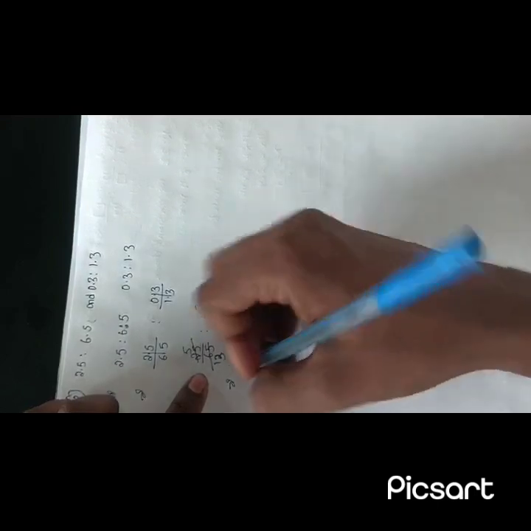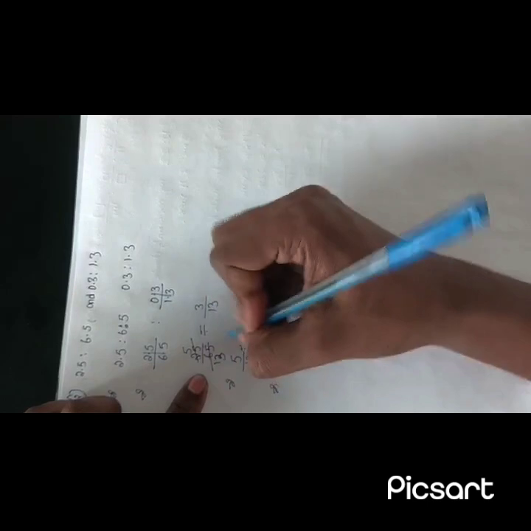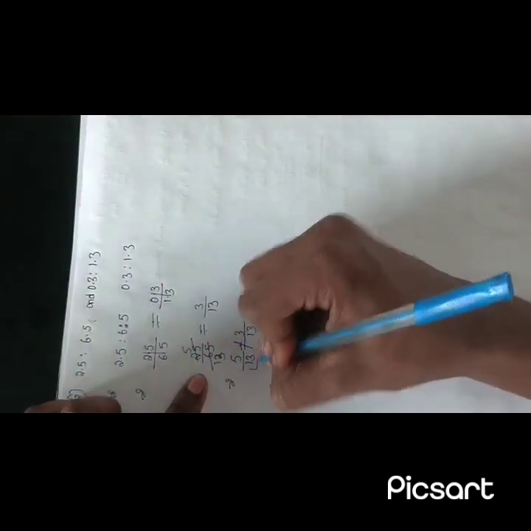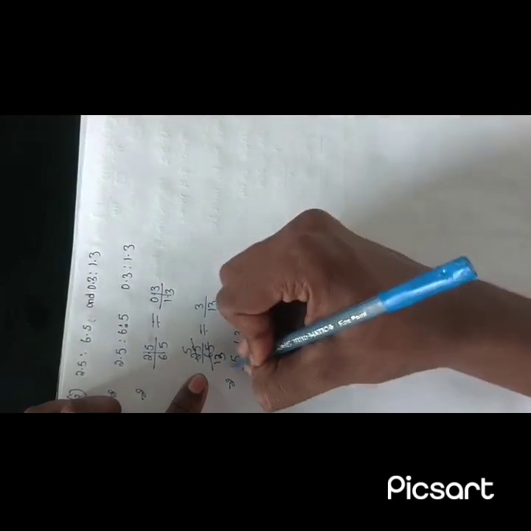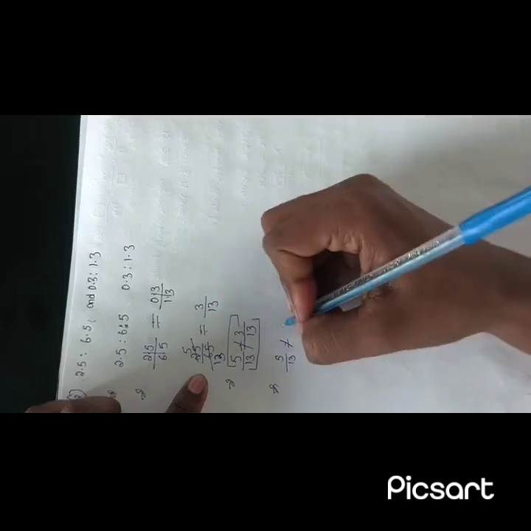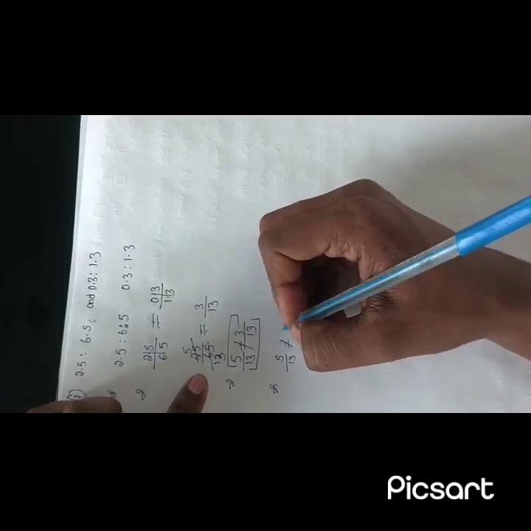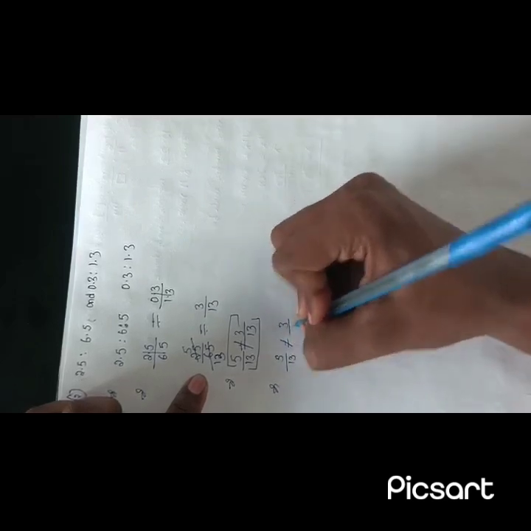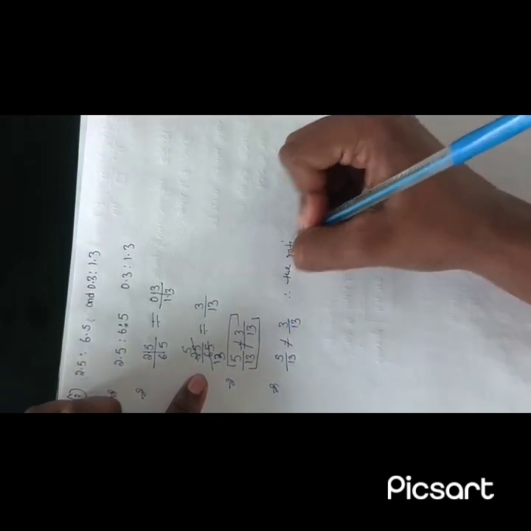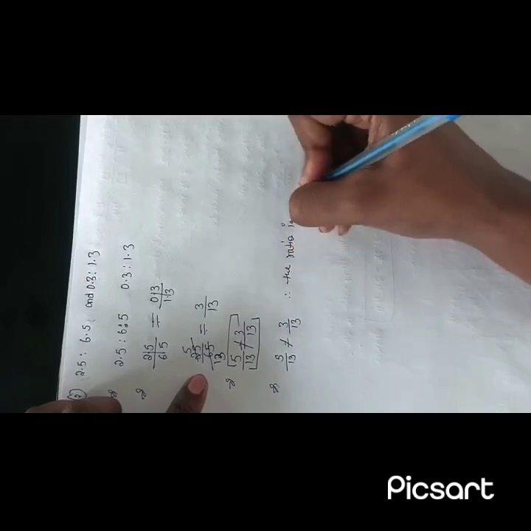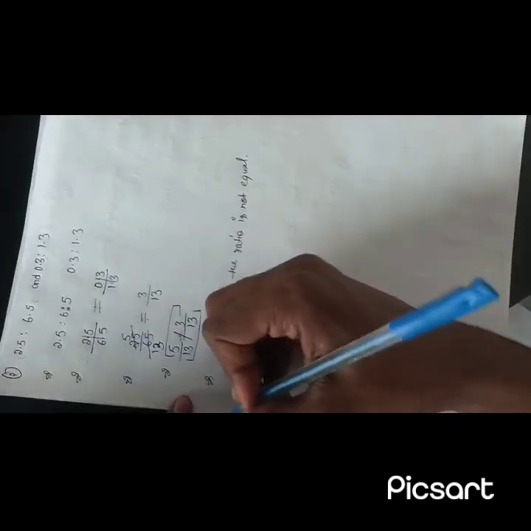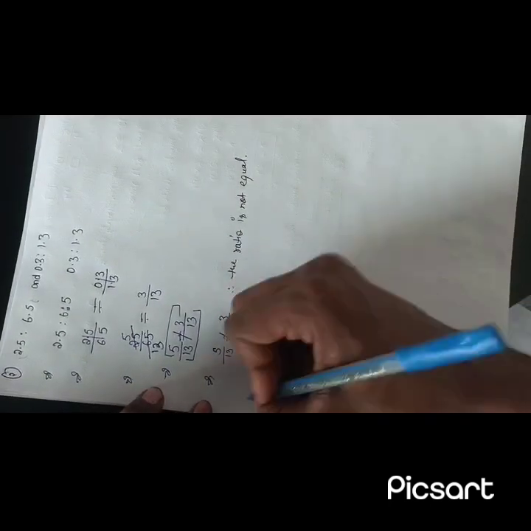So hence here again it is told that this is not equal. Why? Because the denominator is the same but the numerator is different. So you have to write 5 upon 13 is not equal to 3 upon 13. Hence the ratio is not equal. Done? Finished. Now we have to come to question number 6.